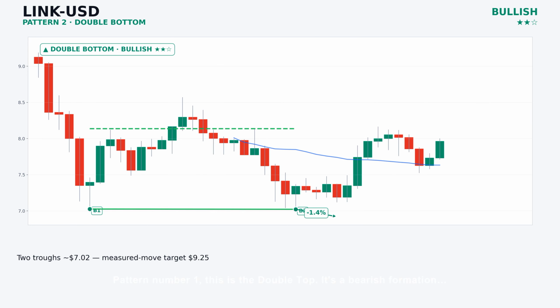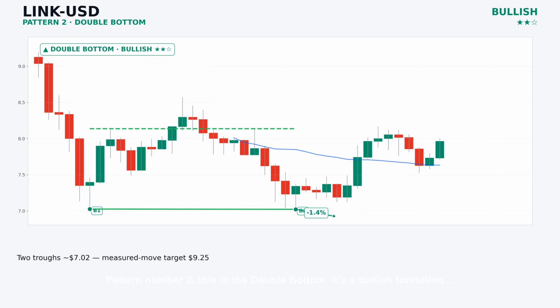Pattern number 2, this is the double bottom. It's a bullish formation with 2 out of 3 strength. 2 troughs were 7.02. Measured move target 9.25. You can see on the chart exactly where the key swings line up. That's what confirms the structure, not just my word for it.